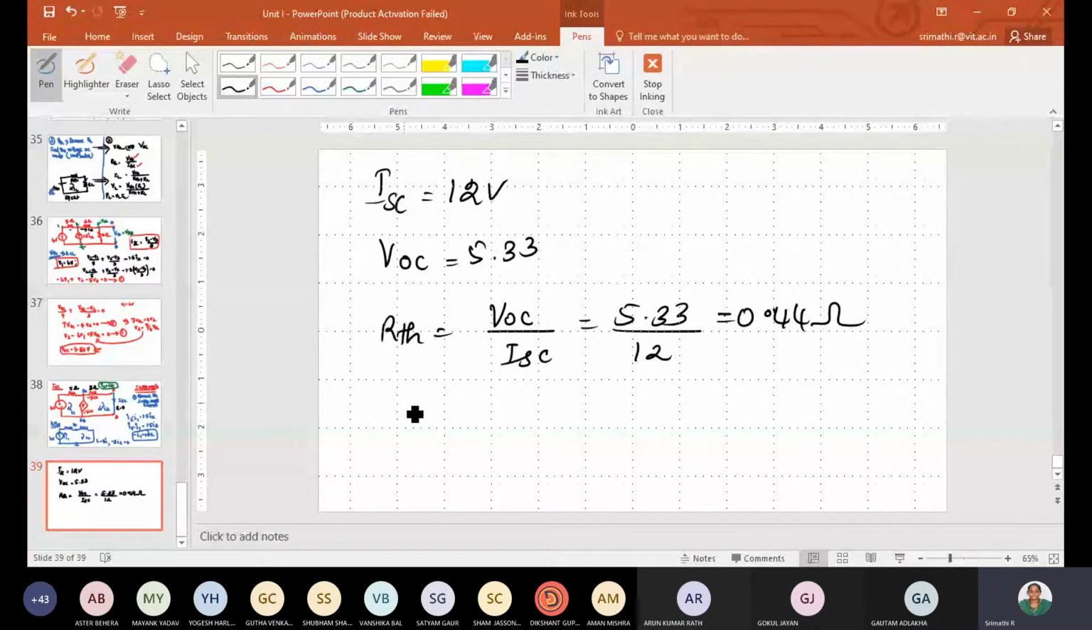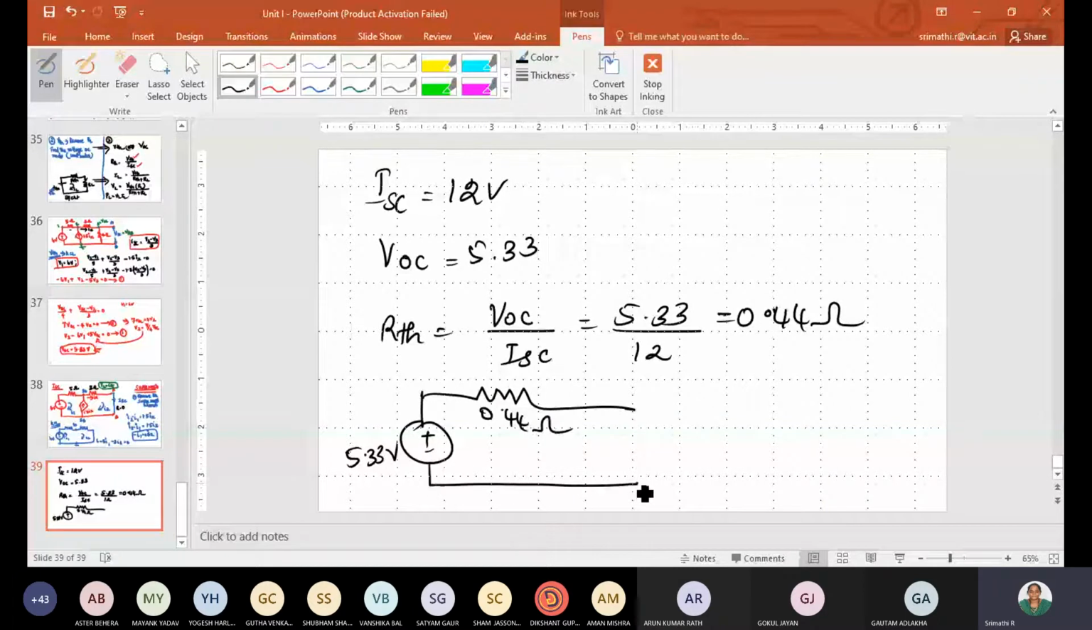So how do you draw your Thevenin circuit? You have your voltage source, that is 5.33 volts, in series with the resistance which is nothing but 0.44 ohms. And now you have an open circuited branch. That is what it is given. So this is across which you have your RL. So we need to draw the Thevenin's equivalent. Is it okay, guys?